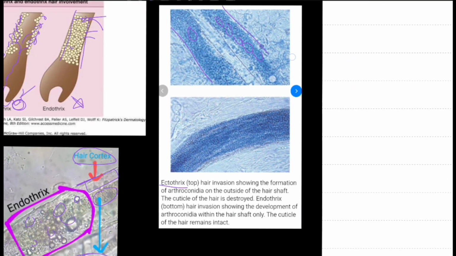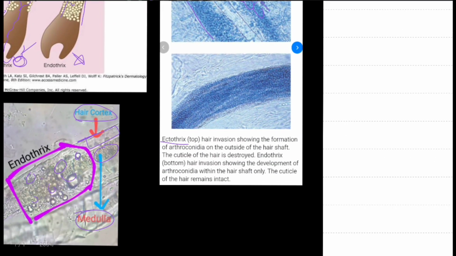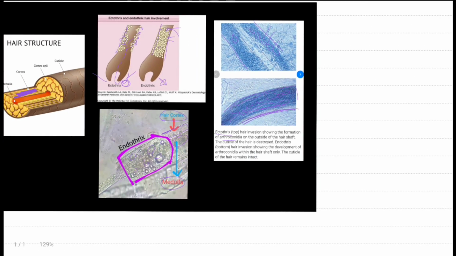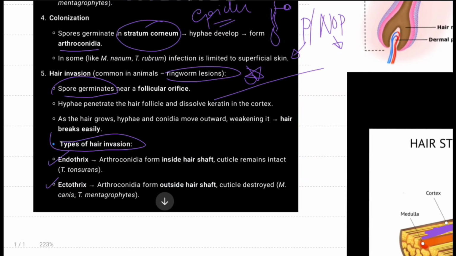In this ectothrix invasion, the cuticle is very fragile and it breaks, and on this structure the spores will be produced. But in the case of endothrix, the cuticle is strong and not fragile, so it won't break. That leads to the production of spores inside the shaft only. Therefore the pressure builds up and the hair will break and fall. So this is about the ectothrix and endothrix ways of hair invasion.